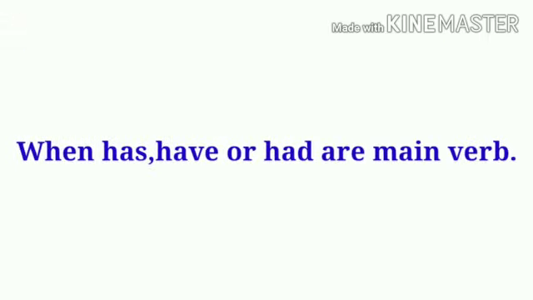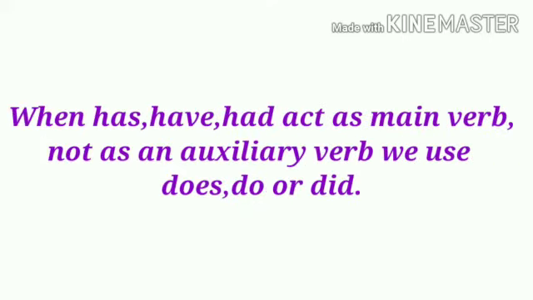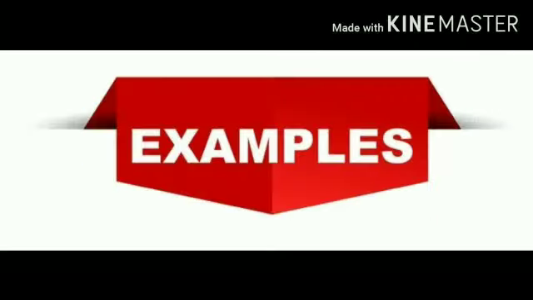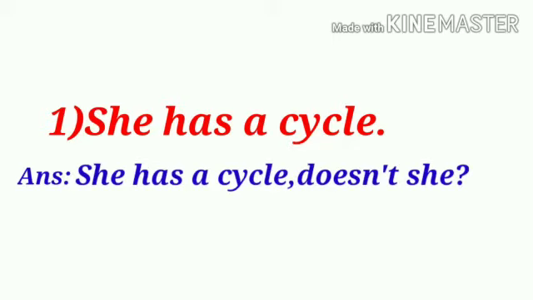Rule number 8. When has, have or had are main verb. So children, when has, have, had act as main verb, not as an auxiliary verb, we use does, do or did. Let us understand with the help of example. She has a cycle. Here, has is the main verb as there is no other auxiliary verb. So, we are going to use does. Here, the answer will be she has a cycle, doesn't she?